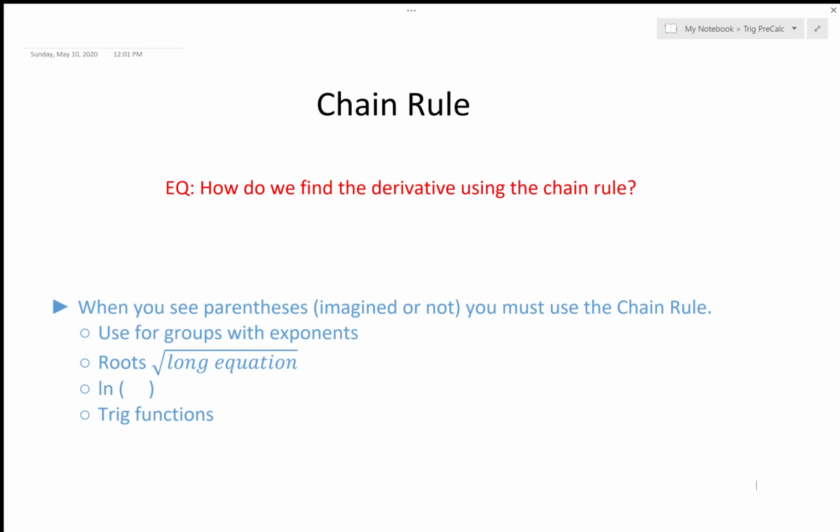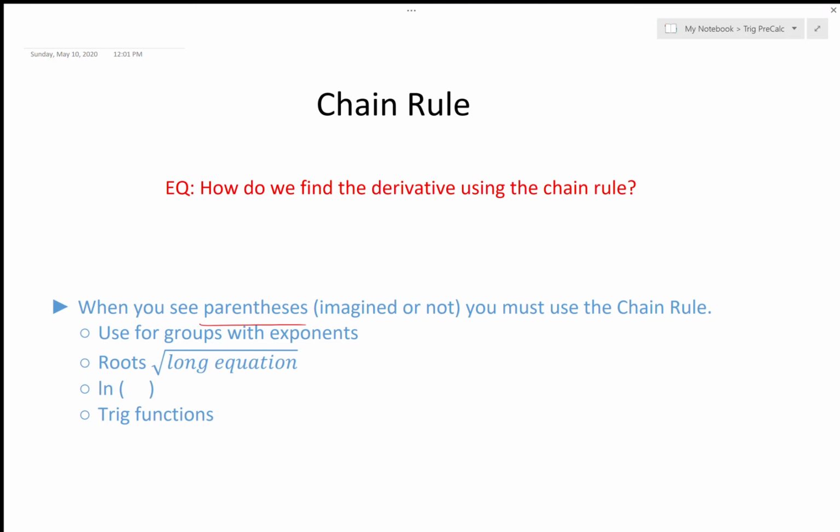Today we're taking a look at the last of our rules for differentiation, for taking derivatives, and it's called the chain rule because stuff is connected this time. For chain rule, we use this when we see parentheses, whether those parentheses are imagined or we actually see them, and we'll see that in a second. These are mainly used for groups with exponents, for roots, when there's a long equation inside a square root, for ln functions, for trig functions.